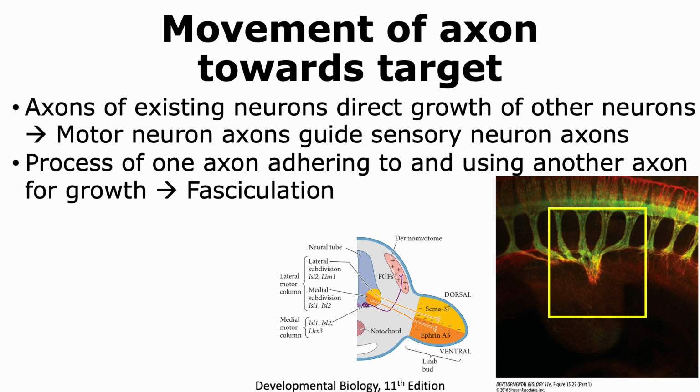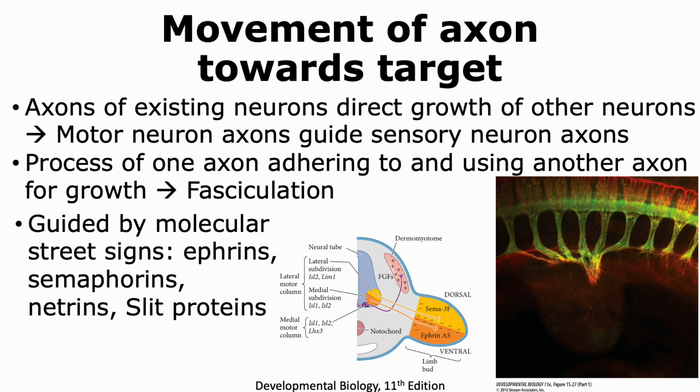And this is what is shown in the figure in the yellow box, where the green is the motor neurons and the red are the sensory neurons. And the sensory neurons basically are moving using the motor neuron axons as guidance, and this is what we can actually see in this figure where we see the yellows.